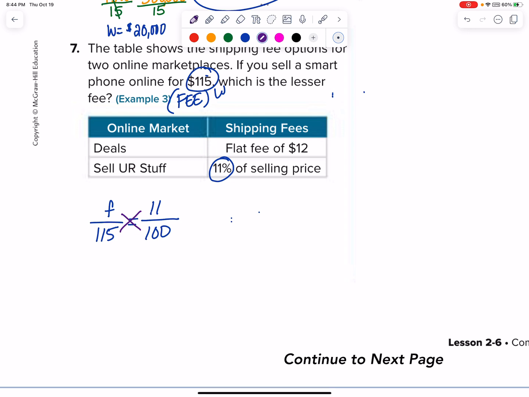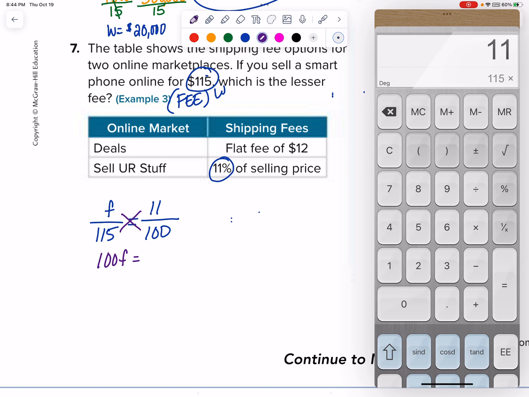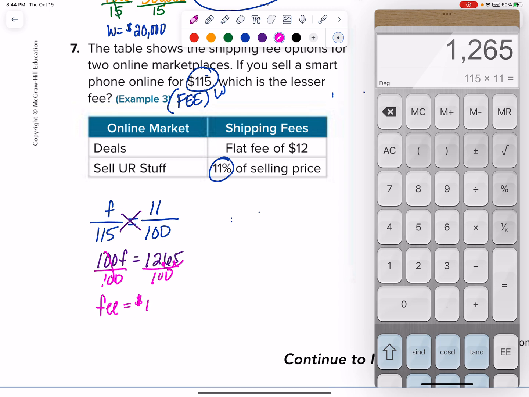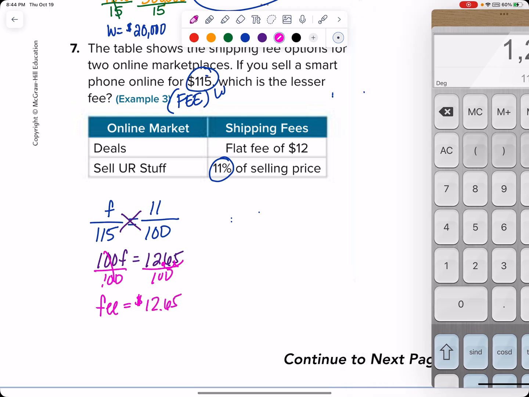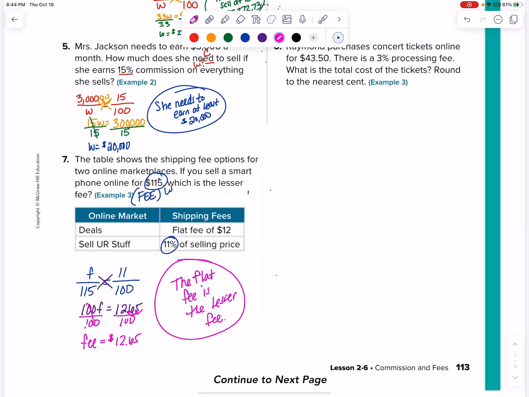Means and extremes, cross multiply. We got 100F equals whatever 115 times 11 is, which is 1,265. Divide both sides by 100, and we get a fee of, nice division here, $12.65. So the nice thing is you don't have a second calculation to do. Which is the better fee? It's the flat fee, right? It's only $12. So we just write the flat fee is the lesser fee. Okay, done. That's not too bad.